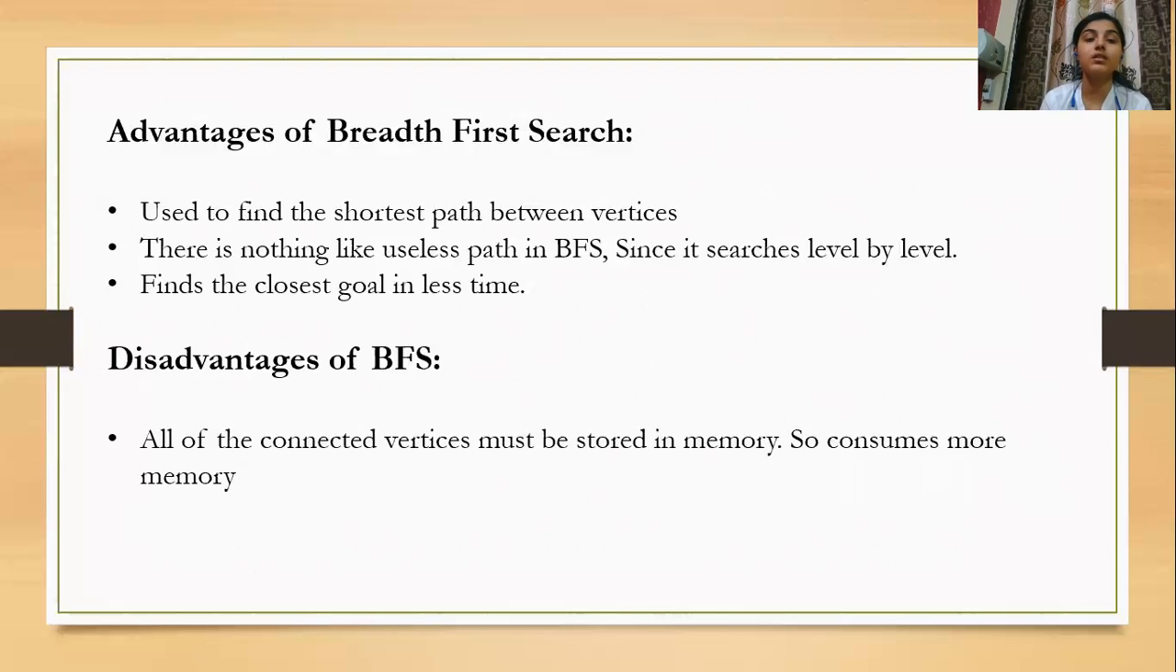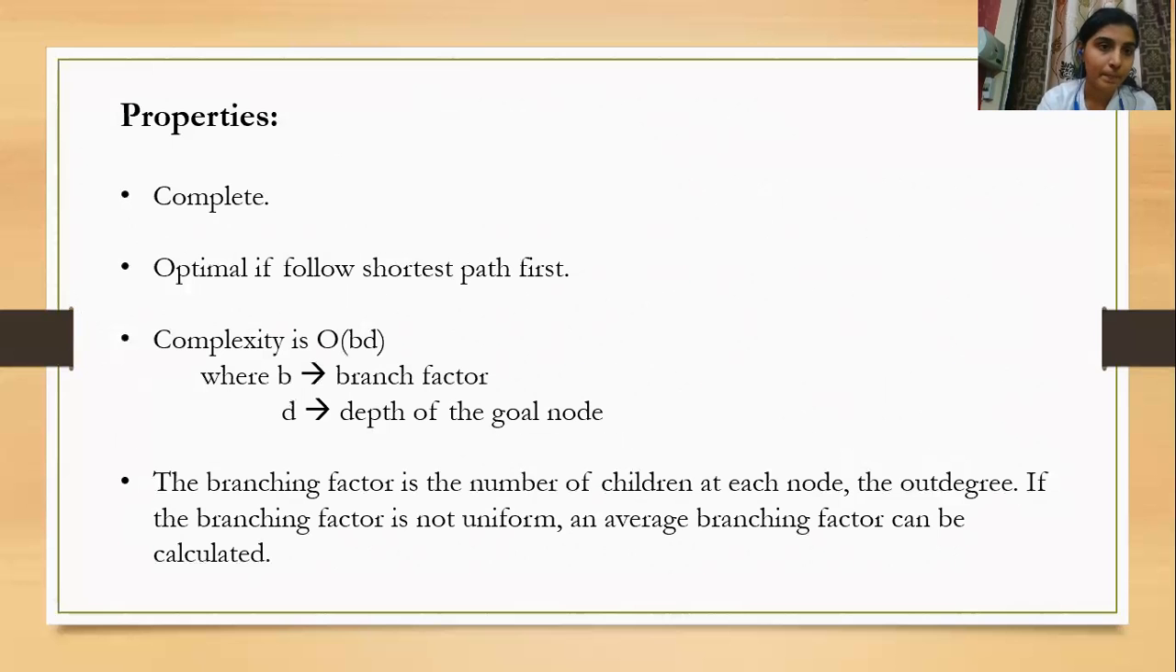The disadvantage of BFS is that it is consuming more memory. We can see that all the connected vertices must be stored in the memory. Because we are using a queue, it is of course storing the nodes in the queue, and it will require more memory. So the properties of BFS are: it is complete, and of course optimal if it follows the shortest path first.